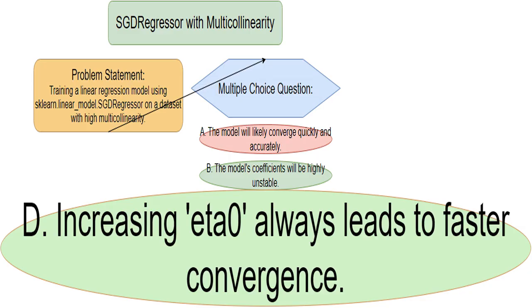Increasing the learning rate, or eta 0, doesn't always mean faster convergence. It's a delicate balance. Too high, and the model bounces around wildly, never settling on a solution. Too low, and convergence is painfully slow. The best learning rate depends on the data itself, so I should carefully experiment to find what works.